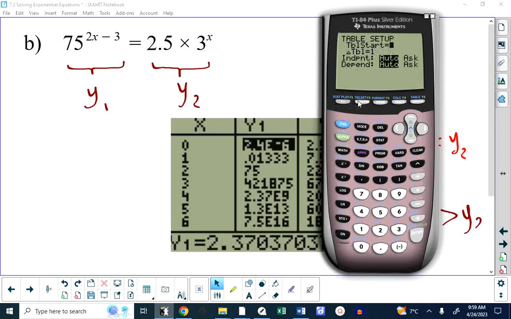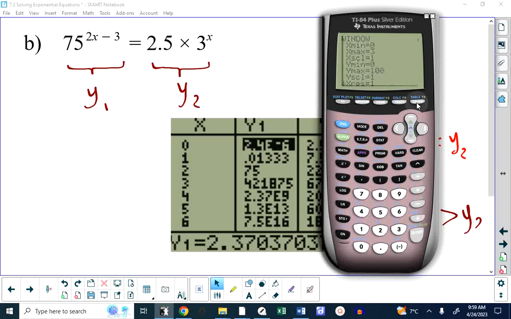So you go to your window setting. You go to your window setting, not the table setup. You go from, well, let's go from 0 to 3. I don't know. Somewhere between 1 and 2. 0 to 3 will do the trick. We have to go up to at least 75 so we can see it. I'm going to go up to 100.